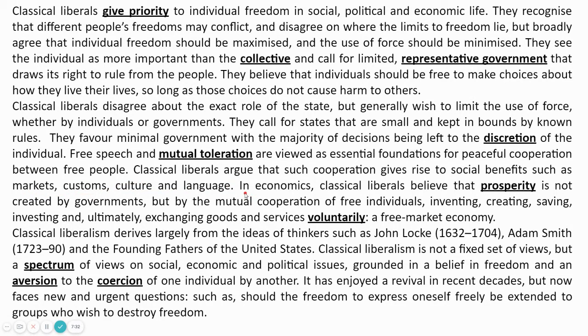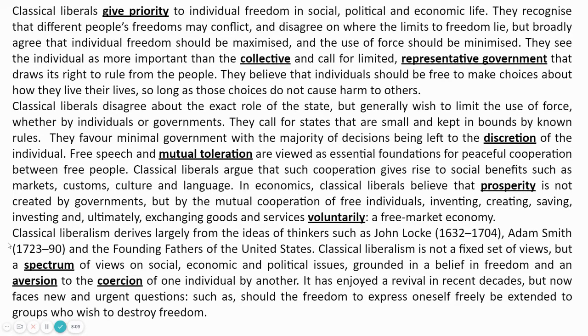In economics, classical liberals believe that prosperity, wealth, is not created by governments, but by the mutual cooperation of free individuals inventing, creating, saving, investing, and ultimately exchanging goods and services voluntarily, a free market economy. We've learnt about that already. Classical liberalism derives largely from the ideas of thinkers such as John Locke, Adam Smith, and the founding fathers of the United States, people like Washington and Jefferson.